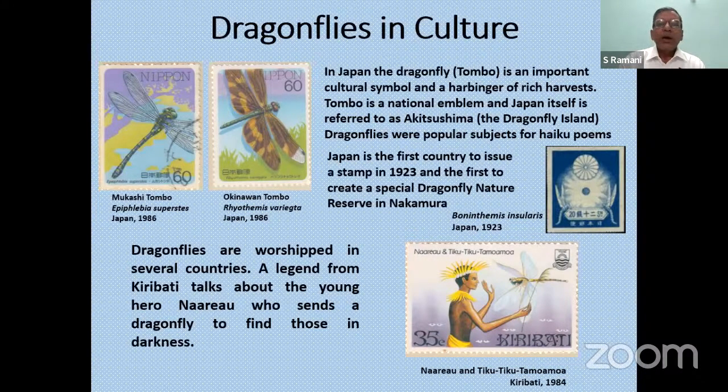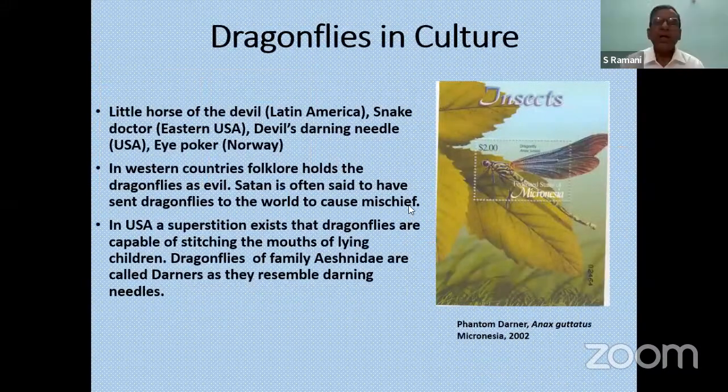Unfortunately, the West actually looks at the dragonfly as evil. In fact, some of the names that are given are Little Horse of the Devil, Snake Doctor, Devil's Darning Needle, Eye Poker. These are some of the names that are given to the dragonfly. So in Western countries, folklore holds that the dragonfly is evil, and they believe that Satan is said to have sent dragonflies to the world to cause mischief.